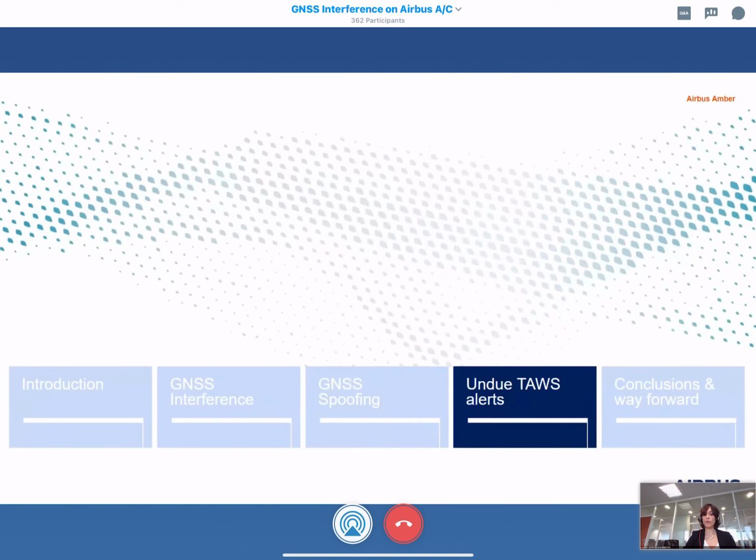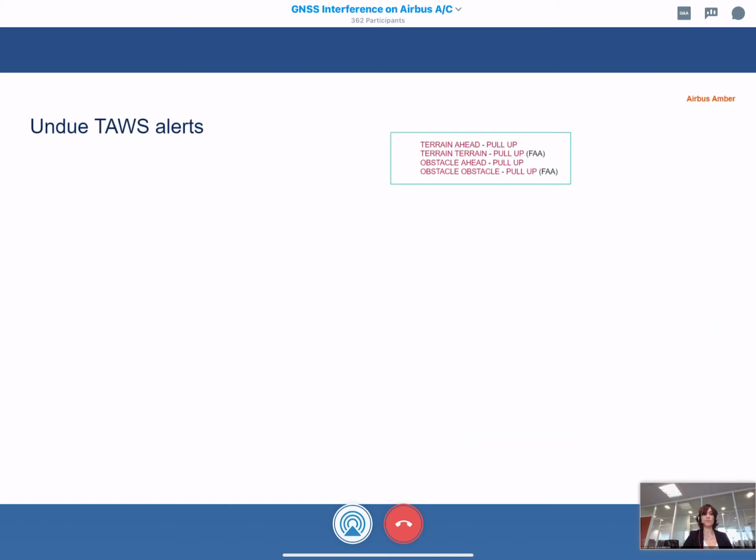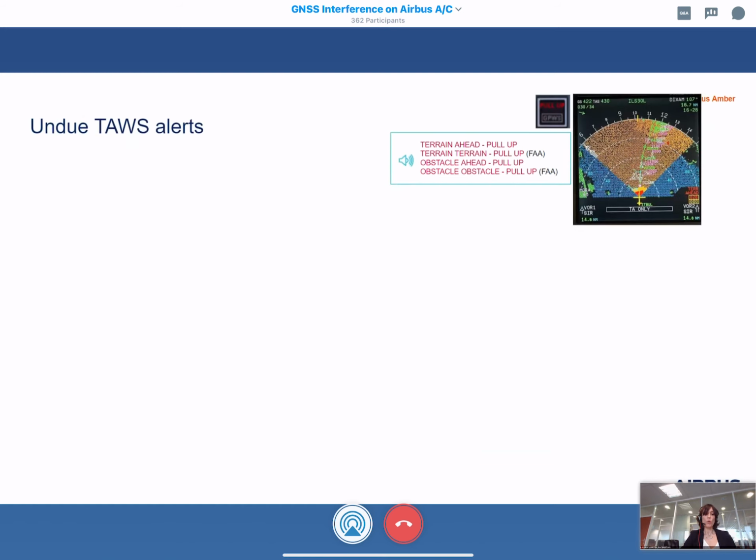Now, in the following section, we will make a focus on the undue TAWS alerts under GNSS interferences. We are receiving a significantly increasing number of event reports from operators. Last year, a deep analysis was performed to evaluate the possibility to modify the FCOM abnormal procedures for the TAWS warning memory item to address some obvious situations such as daylight VMC with no terrain threat or high cruise altitude.